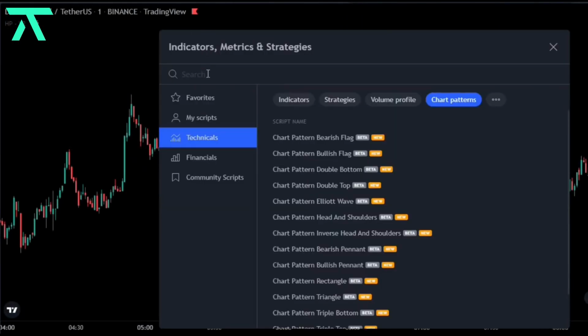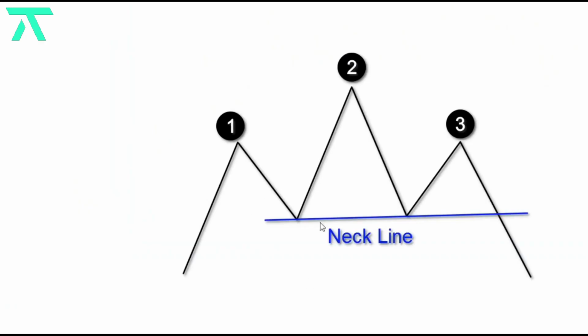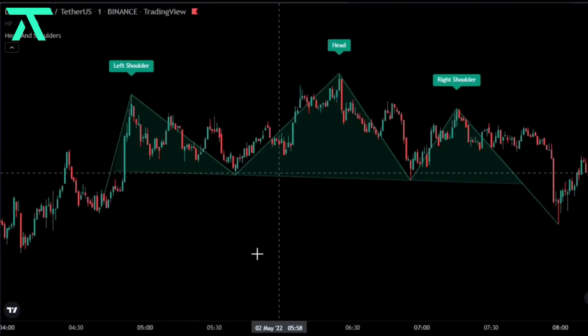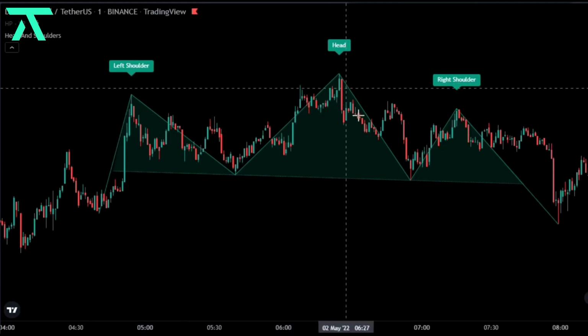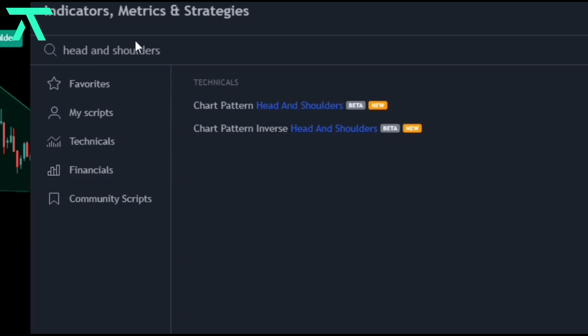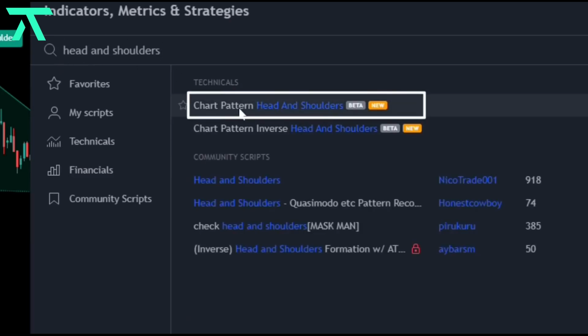Let's go to the second indicator first. I will explain on the picture so that you can fully understand. This indicator detects head and shoulders patterns on the chart. Whenever this pattern is formed, 90% of the time the price drops sharply. You see here, this is the left shoulder, this head is formed here, and this is the right shoulder. Every time this line breaks, the price falls sharply. First of all, I will introduce this indicator to you. Search for the head and shoulders indicator here. Add this indicator to the chart.